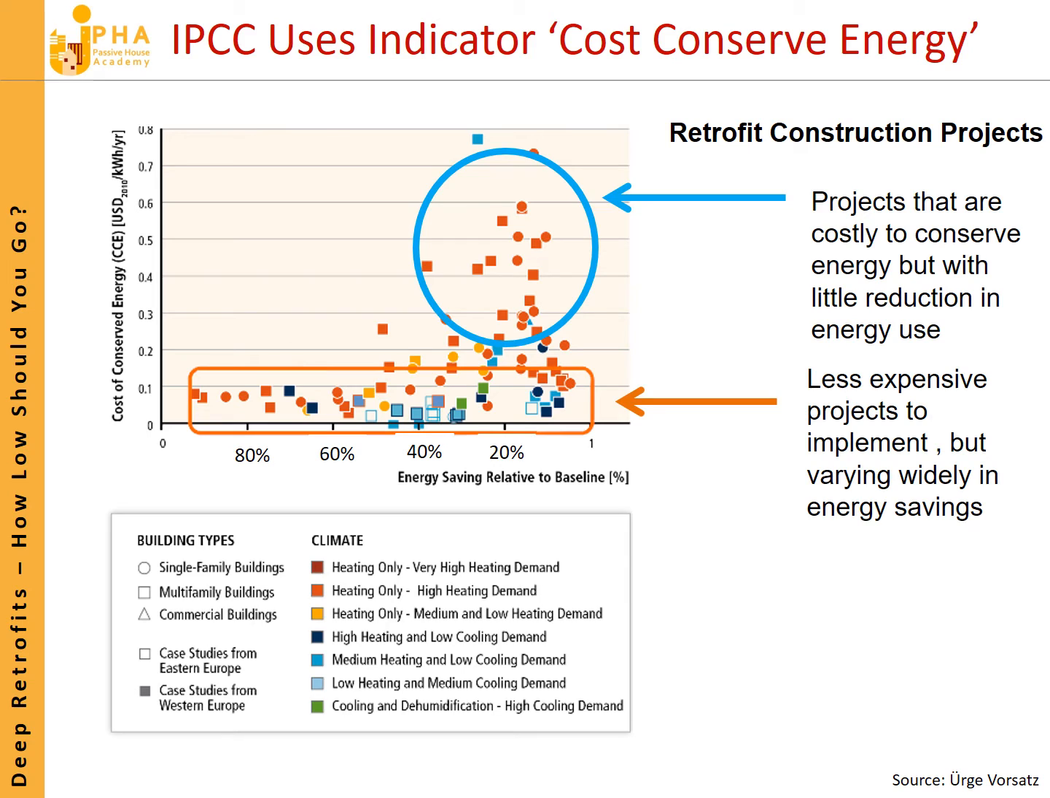In the brown box below, we see projects which are all quite low cost in terms of conserved energy, but they range from very little savings on the right towards very aggressive savings on the left. And this is where we want to be with our EnerPHit projects. So what we want to be is in the lower left-hand corner here. We want to have projects which are fantastic in terms of energy saving, but also very cost efficient.